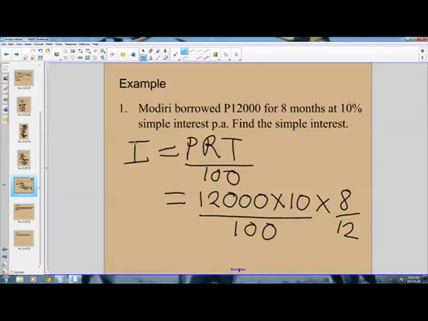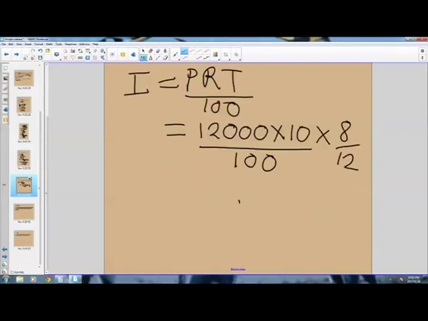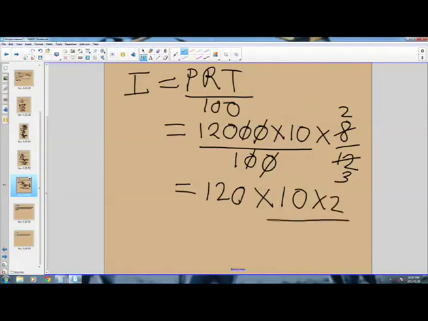So what should we get now? It's a bit simplified, I believe. This will be 1, 1, 1, 2 here. And then now what are you having? We can also simplify here. 4 into 12 is 3. So what we are having is 120 times 10 times 2 divided by 1 times 3. 1 times 3 is just 3.